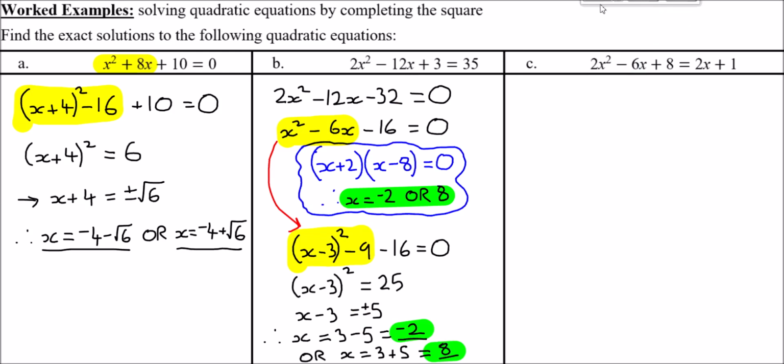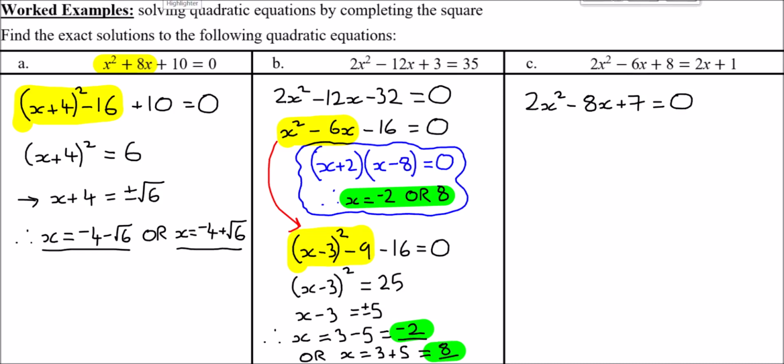Part C now. Same idea as part B in that we need everything on the same side of the equation. And so if we take this and subtract 2x and subtract 1 from both sides, we'll arrive at 2x squared minus 8x plus 7. Set that equal to 0.